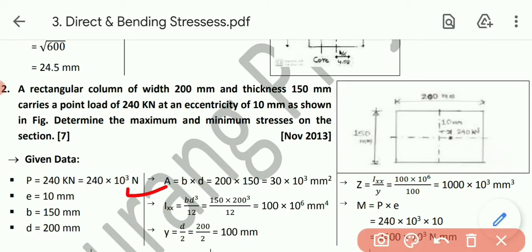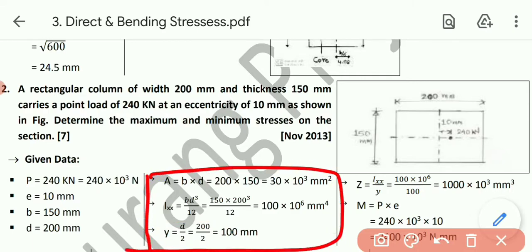Now area, obviously for the rectangle section, is B cross D, that is 150 multiplied by 200. So we get the area 30 into 10 raised to 3 mm square. Next, moment of inertia for the rectangle section is BD cube by 12, that is B is 150, D is 200 cube by 12. So I get the answer 100 into 10 raised to 6 mm raised to 4. And last one Cg: for the rectangle section Cg is always at the center, that is D by 2. So 200 by 2, I got 100 mm. So I got area, Cg and MI.